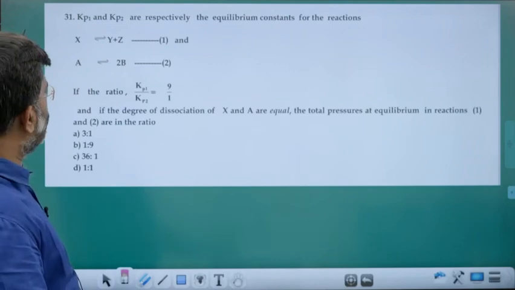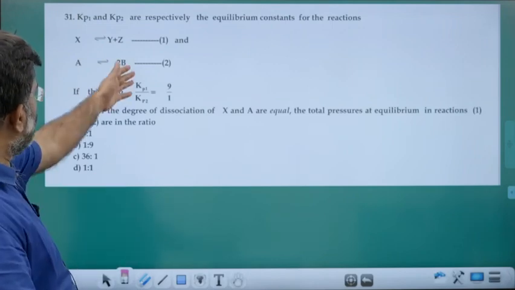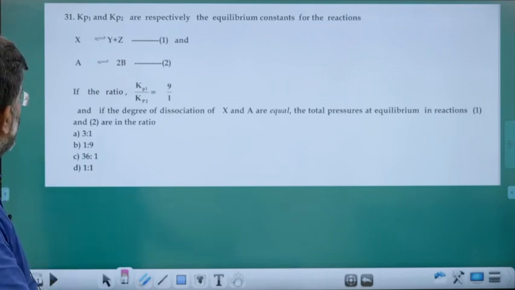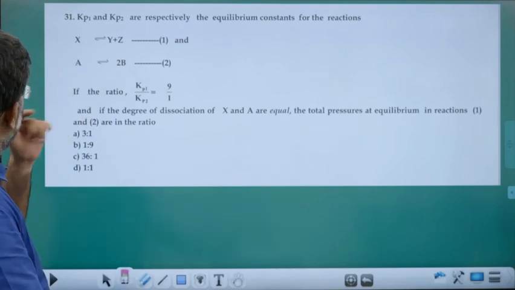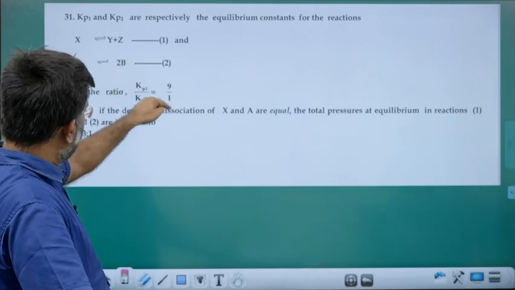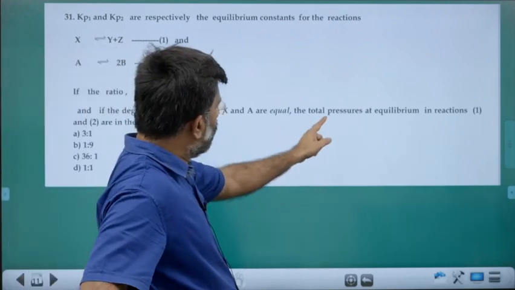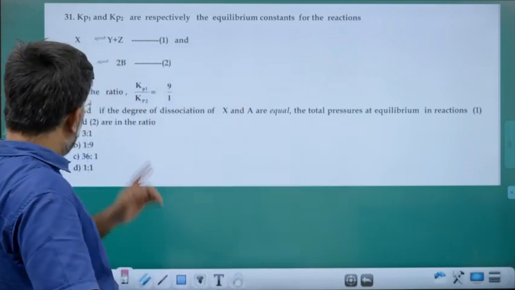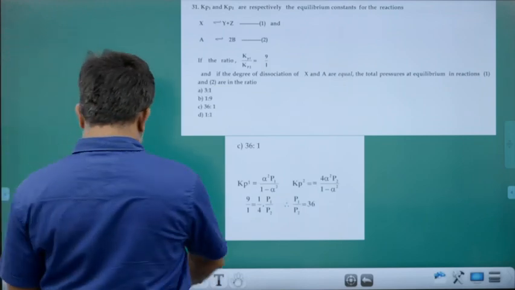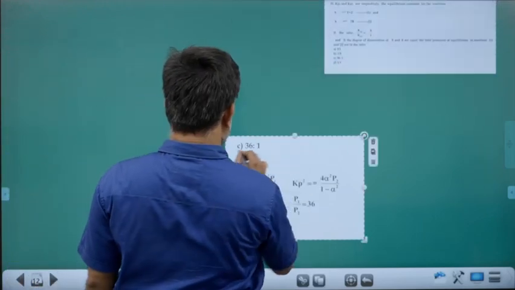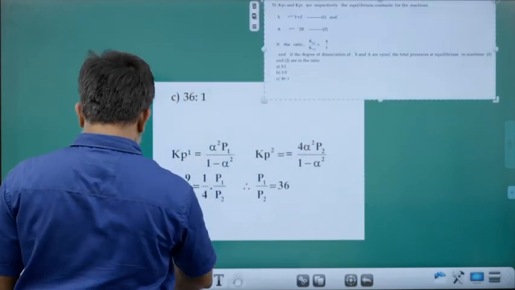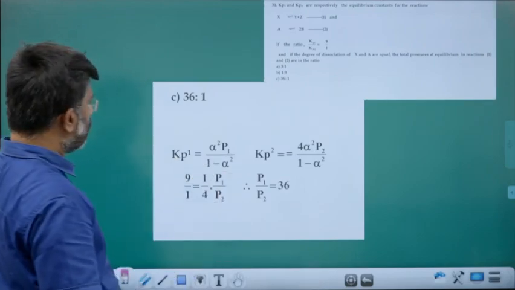Next. KP1, KP2 respectively are given. This is a similar kind of question we did just now, only the data changes. You see, X giving Y plus Z, and A giving 2B. KP1 to KP2 is 9 to 1, degree of dissociation remaining equal. The total pressures at equilibrium are in the ratio? It's a repeating question like what we did, and it is a very important pattern question also.